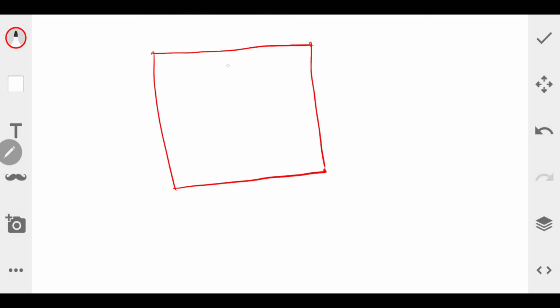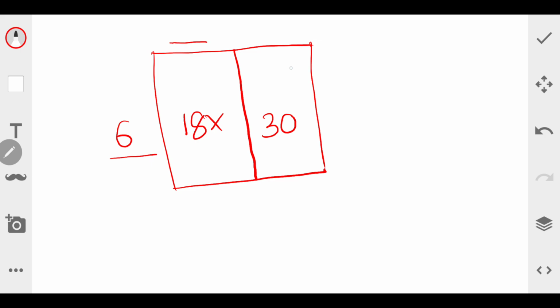Now let's look at binomials. So let's draw a rectangle first. This rectangle has actually two sections. So I'm going to say this is 18x, and I'm going to say this is 30. I'm going to say this side is 6. All you have to do is figure out what will be the width for the first one, and what will be the width for the second one.